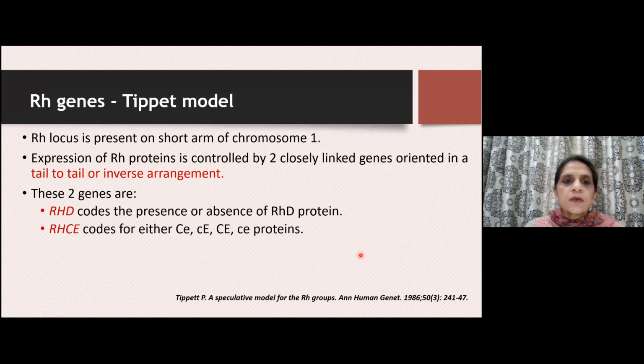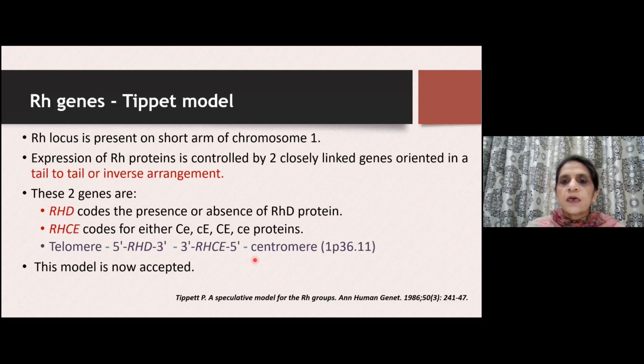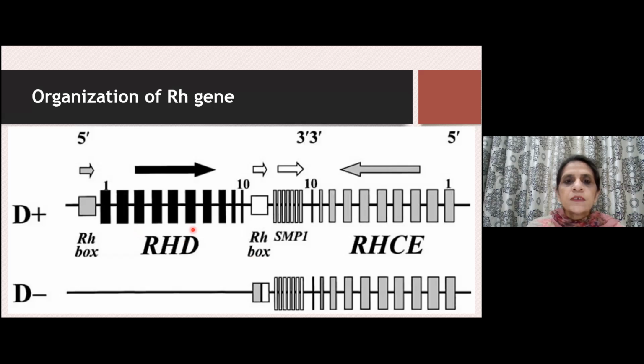If we look at this diagram, this is the RHD gene and the RHCE gene. Both of these genes have 10 exons each, and this is the inverse orientation: from the 5' terminal to the 3' terminal in case of RHD, and from 3' to 5' is the RHCE gene. And in between, there is a blood group irrelevant gene, the SMP1 gene, which spans about 30,000 base pairs. And this RHD gene is flanked by the two RH boxes.